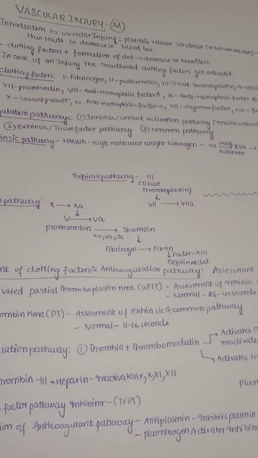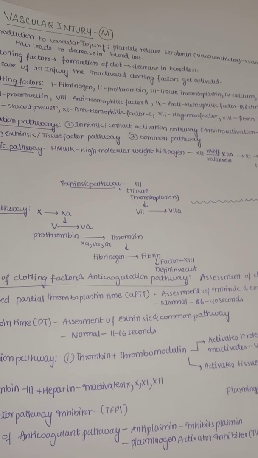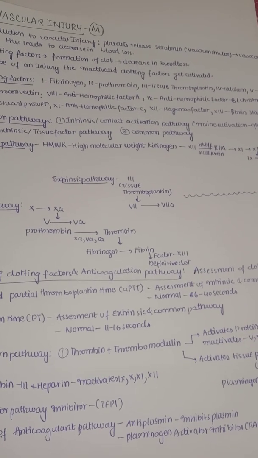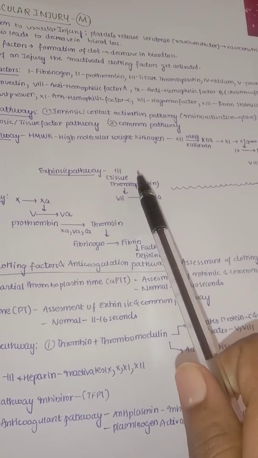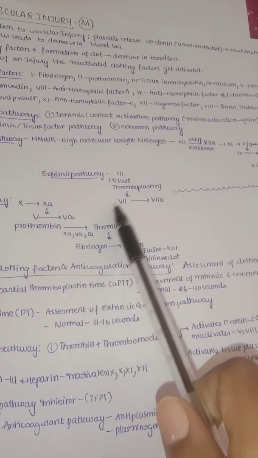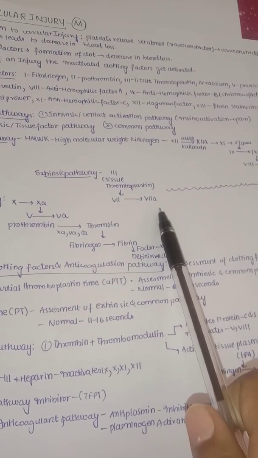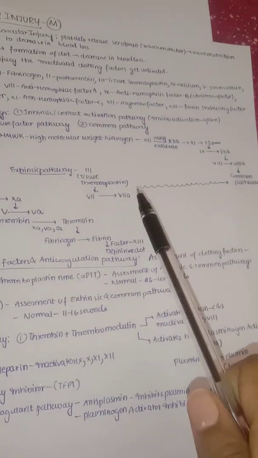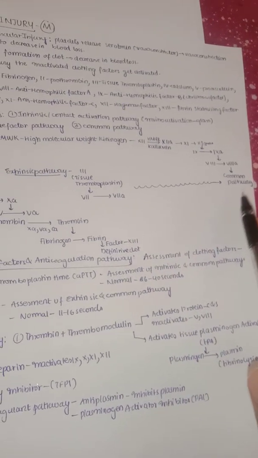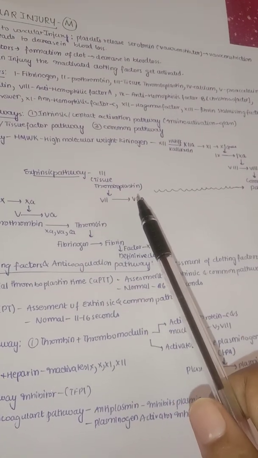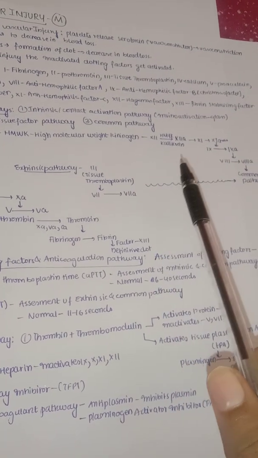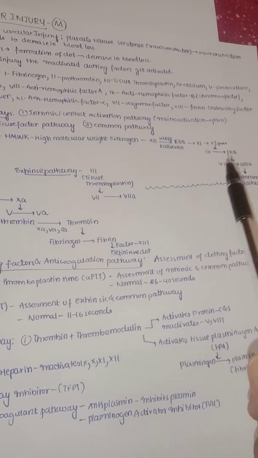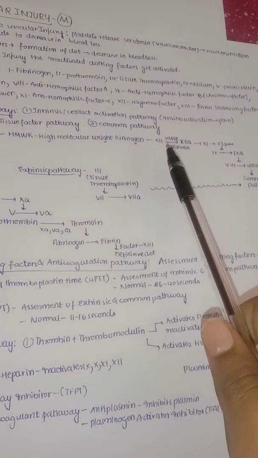Next we have another pathway, the extrinsic pathway, also called the tissue factor pathway. Here we mainly have factor 3, which is tissue thromboplastin. In the presence of tissue thromboplastin, factor 3, factor 7 gets activated. This activated factor 7 also ends up in the common pathway. So in the extrinsic pathway, in the presence of factor 3 we just activate factor 7, only that, whereas the intrinsic pathway goes 12, 11, 9, 8.